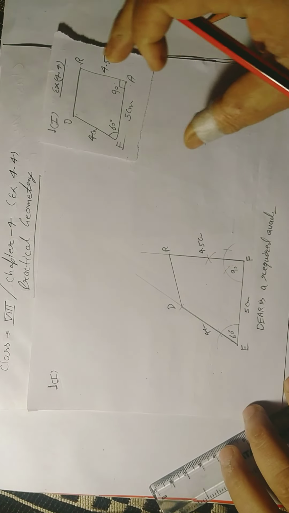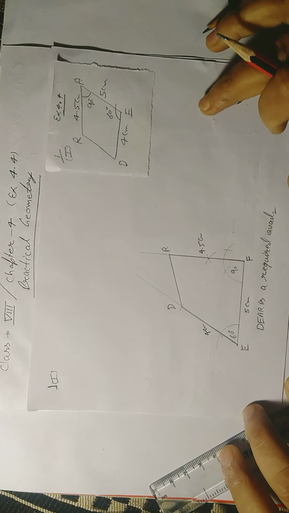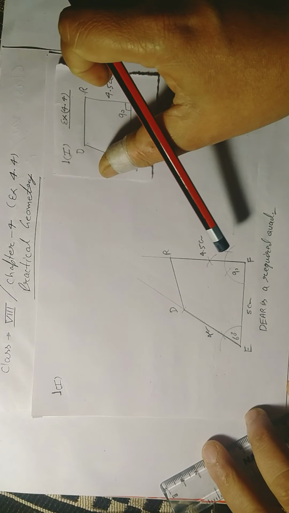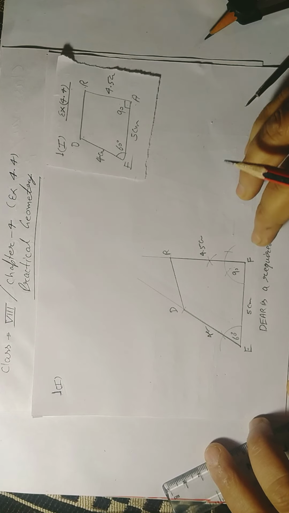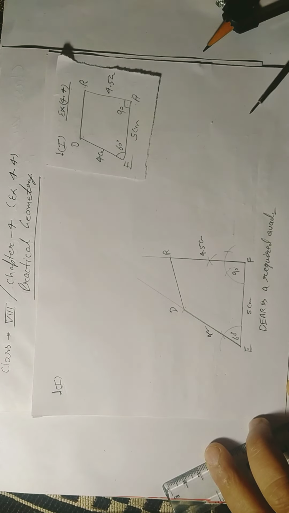I again repeat: when we draw a rough figure, and the given angles are not base angles, please change the rough figure and draw it like this, in which the angles are considered as base angles. Then the construction is very easy. So I hope the question is clear. Just try it.